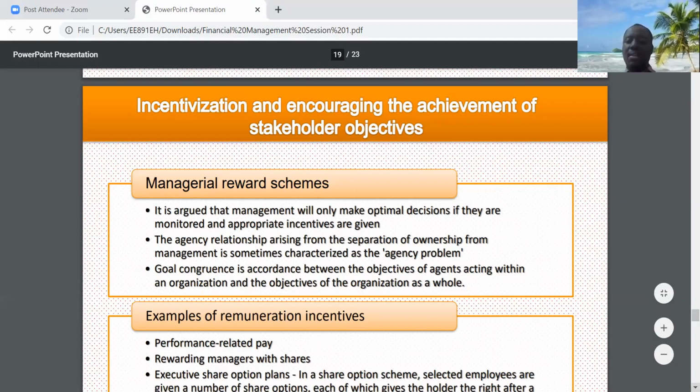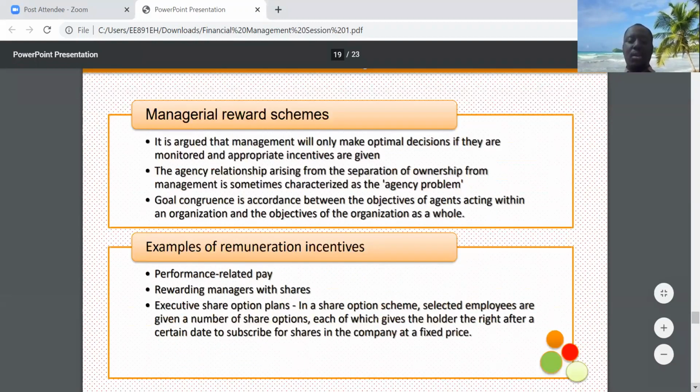So what are the examples of remuneration incentives? There's performance-related pay. You can give some payouts based on performance. You can also reward managers with shares as well. And you can also have what we call executive share option plans.